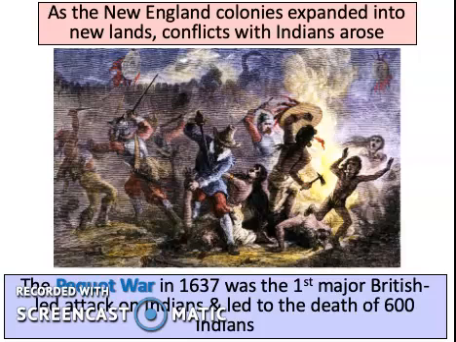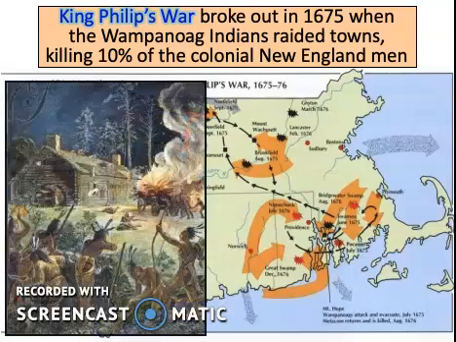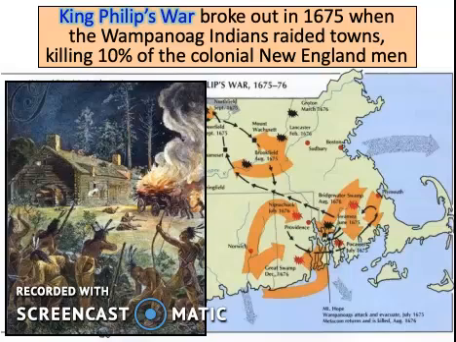But they soon have conflict with Native Americans over land. The Pequot War in 1637 leads to the death of over 600 Indians. And then later on, King Philip's War, which breaks out in 1675, leads to 10% of all colonial men being killed, and Native Americans losing again, which they'll usually do.